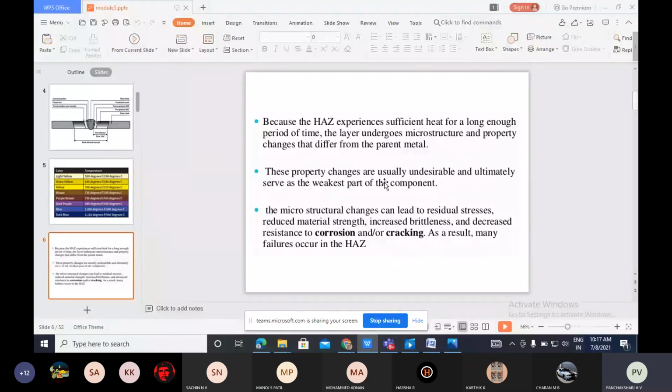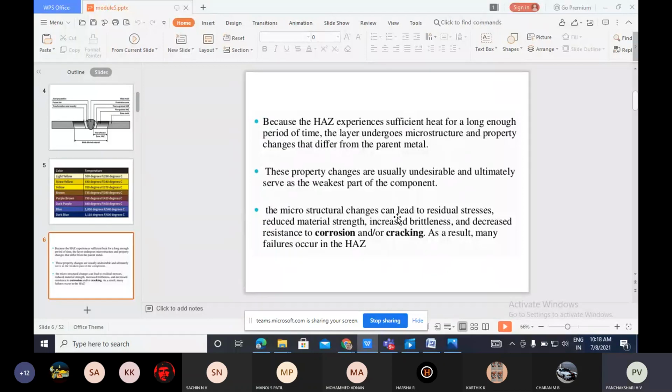These property changes are usually undesirable and ultimately serve as the weakest part of the component. Actually, we are doing the welding to get a strong joint. But if welding is not done properly, and this strength is not restored, then what happens? This will become the weakest part of the component. Weld itself becomes the weakest part if it is not properly taken care of. Okay, how to take care, that we will discuss later.